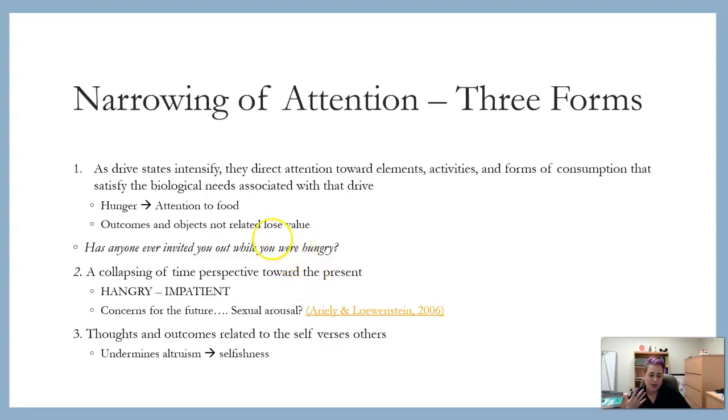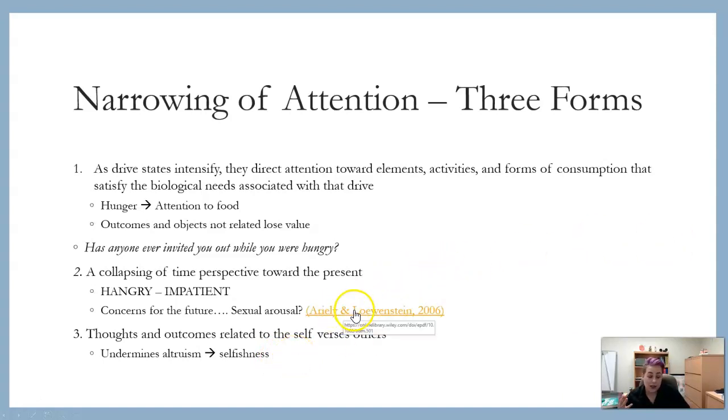Altruism is the idea that we can do good for others without expecting any reward. Well, when we are in higher drive states, it tends to undermine our altruism and lead to higher levels of selfishness. We tend to focus on the self to sate that biological need. Again, we're not victims of this need. We can control ourselves and our emotions to get what we want, but it can direct us a little bit.